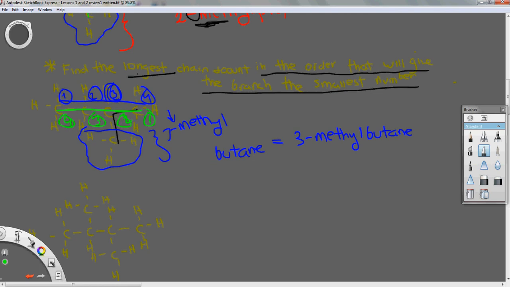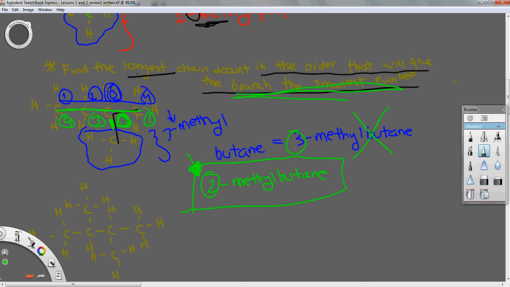So what would this be called? Well, the branch is coming off, in this case, the number 2 carbon. We count from right to left. So its name is 2-methyl-butane. So both of these names are for the same compound, but according to conventions, you're gonna give the name in which the branch has the smallest number. In this case, 2 is smaller than 3, so this would be the wrong name. This would be the correct name, only because we're giving the branch a smaller number.